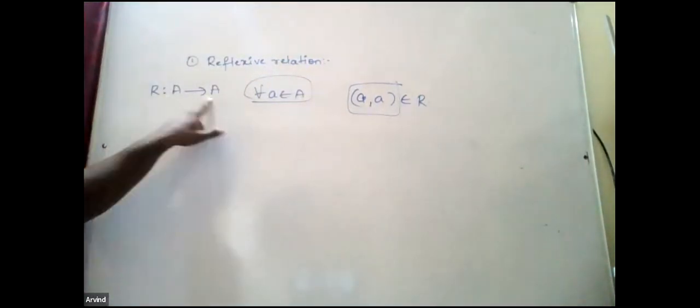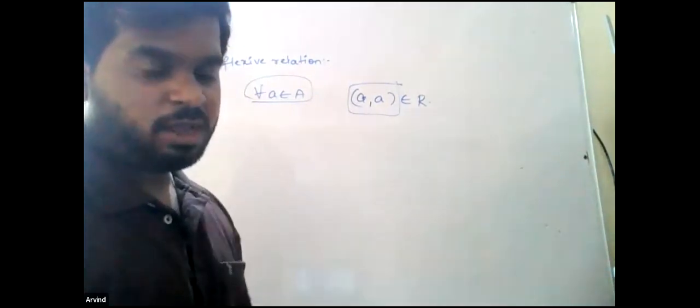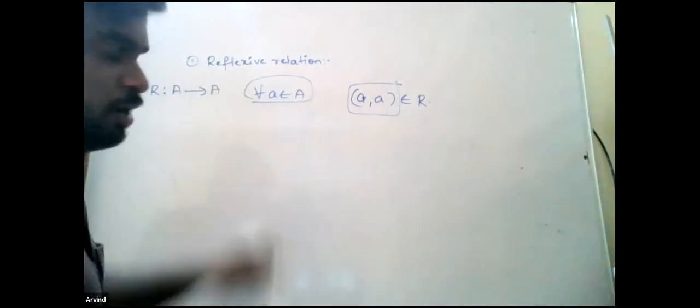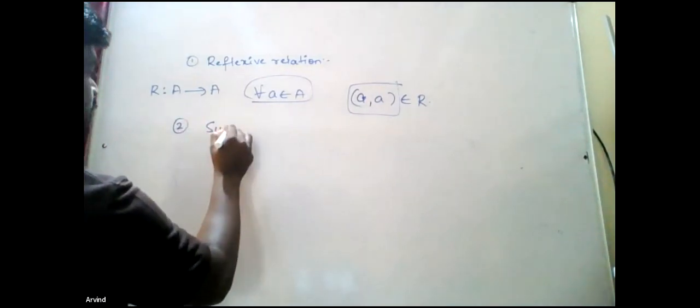Relation from A to A can also be said as relation on A. Next, what is the next type? Symmetric.